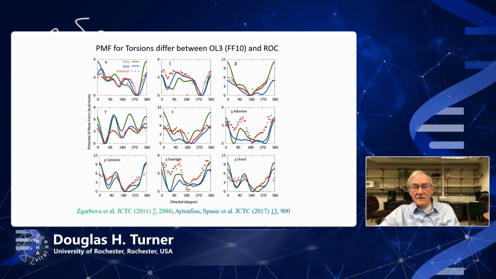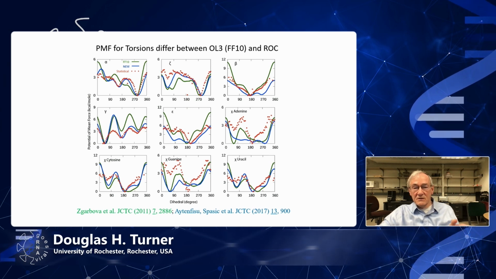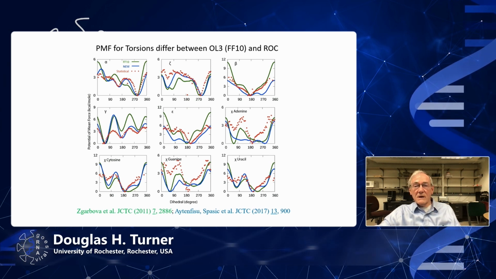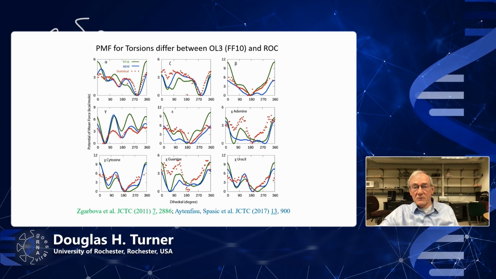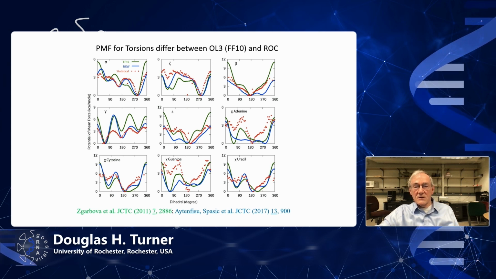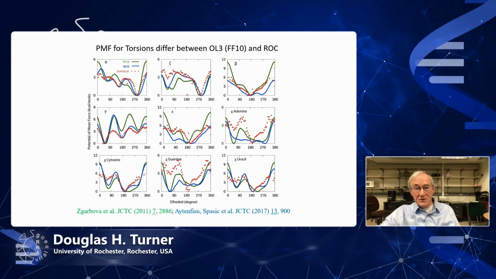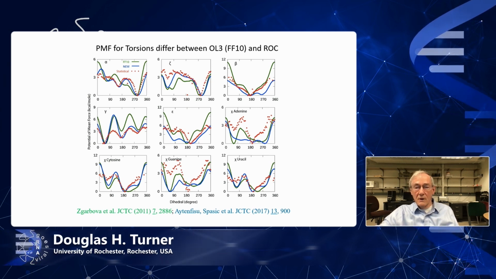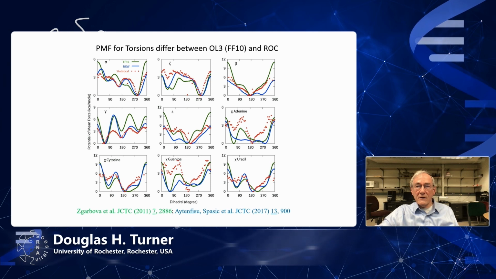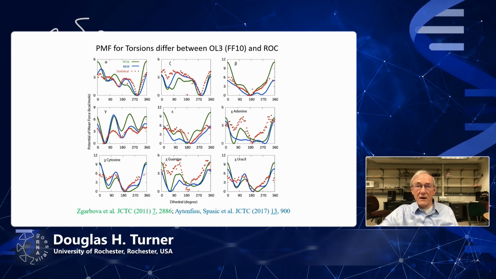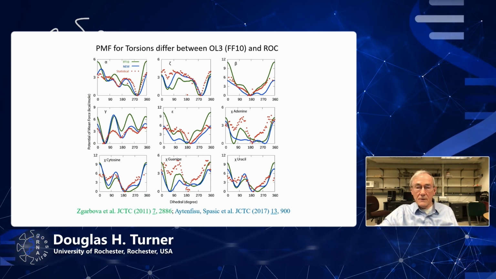In quantum mechanics, it predicts that a syn G in guanine is more favorable than an anti-G. So that's a real difference between what's seen in crystal structures and what the quantum mechanics and statistical mechanics predicts.